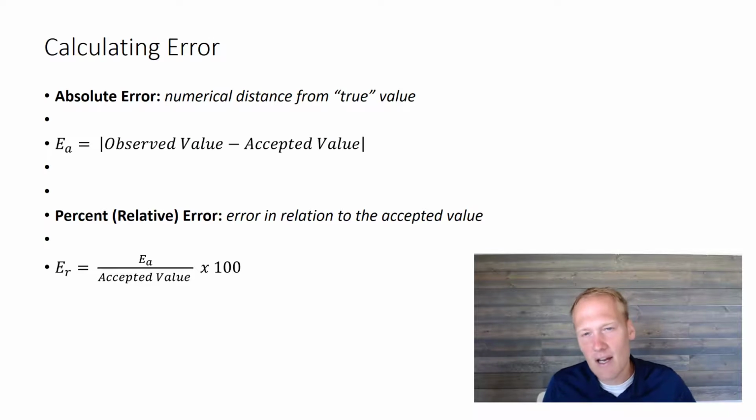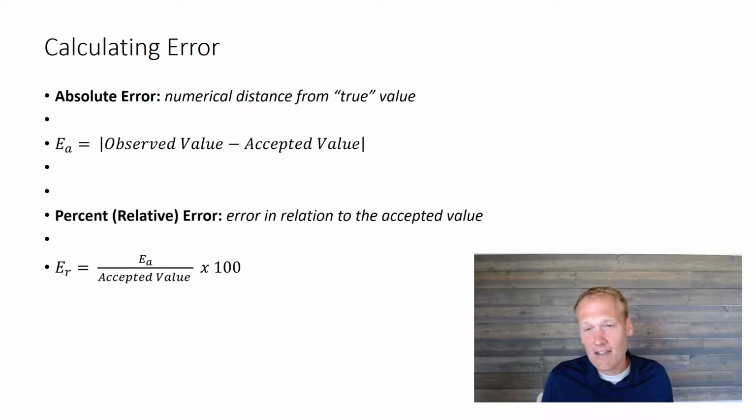The last thing we want to talk about today is how to calculate error. We have absolute error and percent error. Absolute error is basically how far away you are. It's the numerical distance. So if you estimated how far you live from school and you said 1 mile, but it was really 1.5 miles, your absolute error is 0.5. It's half a mile because that's how far off you were.